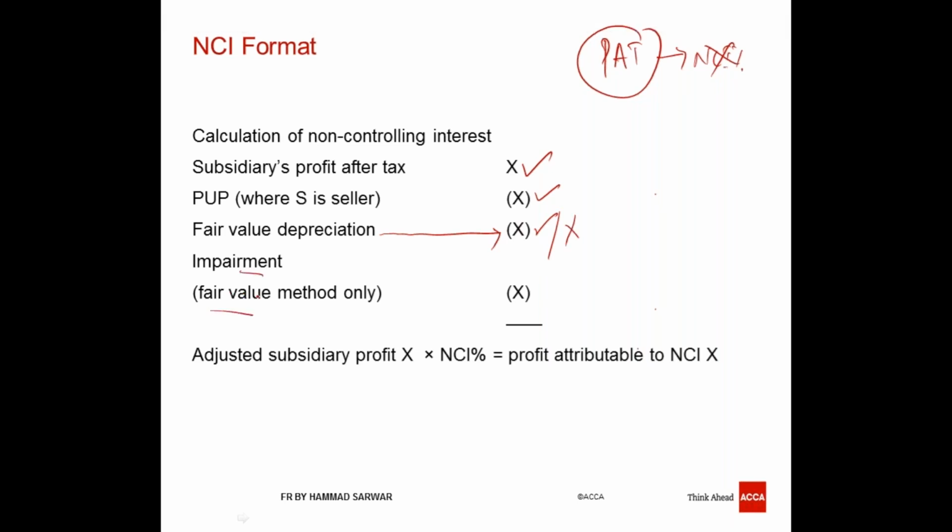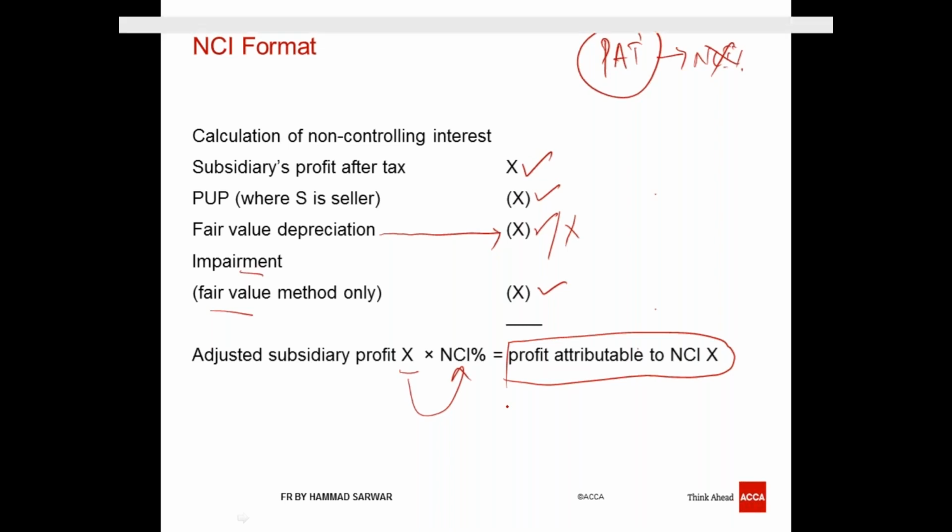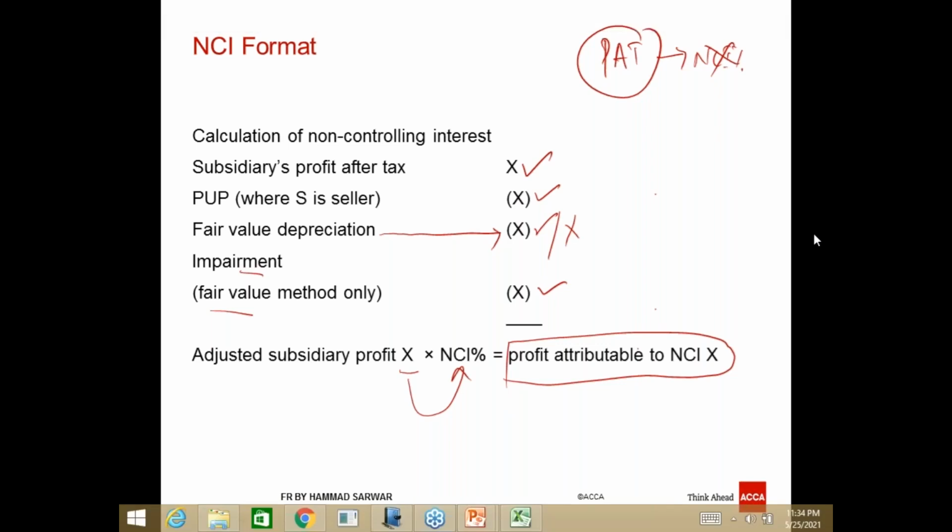Impairment losses should be deducted only when the fair value method is used. So whatever amount you get is the adjusted profit, multiplied by the NCI percentage. That profit will be the profit attributable to NCI. So first you need to take the profit of the subsidiary minus the adjustment of three items: unrealized profit, fair valuation depreciation, or reversal or impairment loss. And after that, you will be in a position to calculate the adjusted profit.